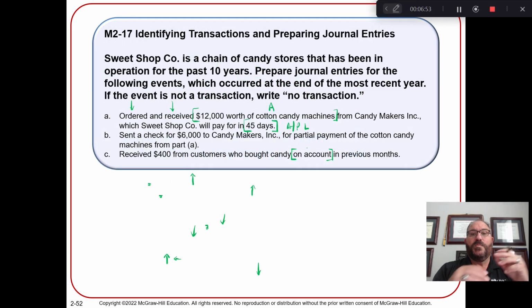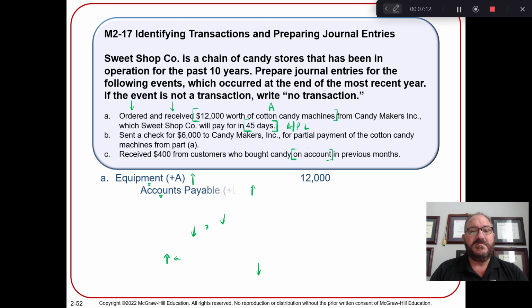All right, doing some more journal entries. Lots of journal entries here. Okay. Says this one's a candy shop. Order and receive $12,000 worth of cotton candy machines. They're going to pay in 45 days. So they got cotton candy machines. Machines are an asset. They're going to pay in 45 days, so that's going to be a liability. Equipment, $12,000. Accounts payable liability, $12,000.